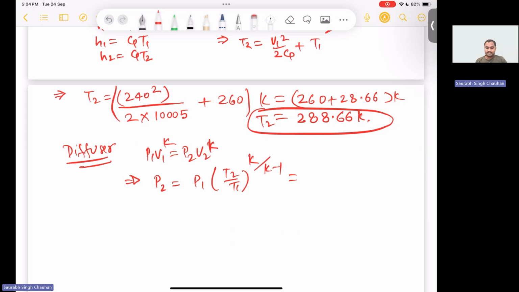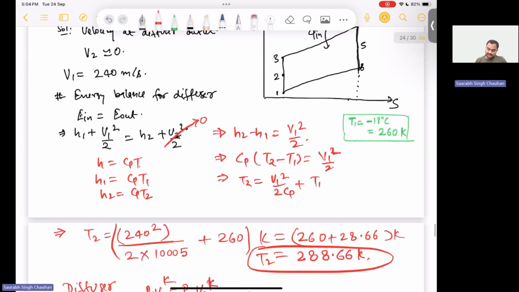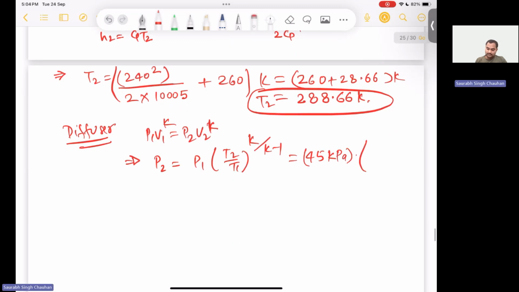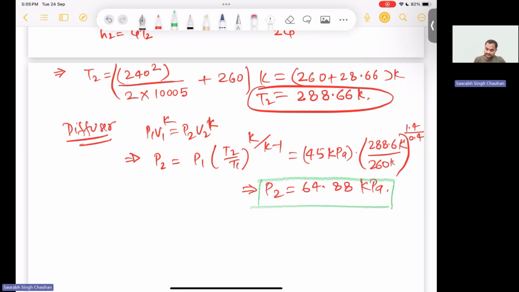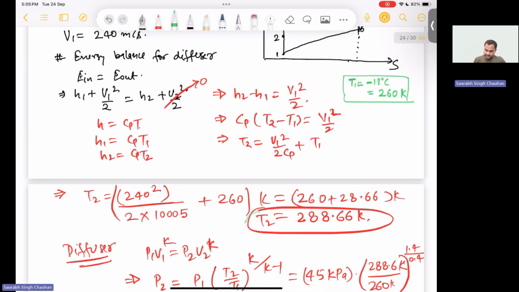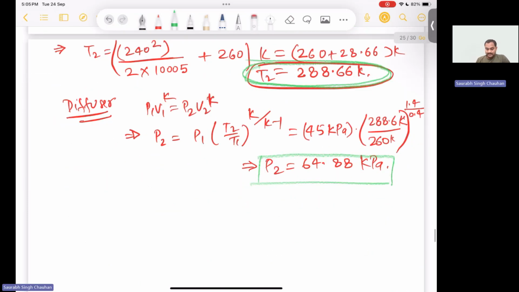So if you substitute the values, again, everything is in SI units. P1 was 45 kilopascal. T2 we have just found out to be 288.6 Kelvin, and T1 was 260 Kelvin, to the power 1.4 divided by 1.4 minus 1. So it is 0.4. And if you calculate this value, then it comes out to be 64.88 kilopascal. Okay. So please check these values. If you are getting something else, then let me know. Okay, so we have temperature and pressure at the diffuser outlet.